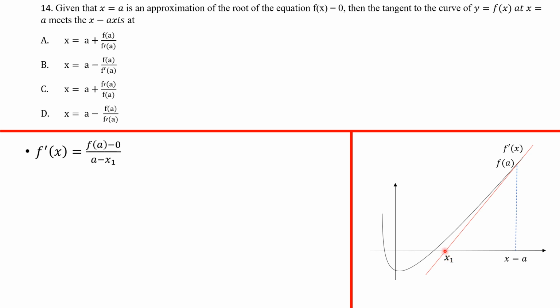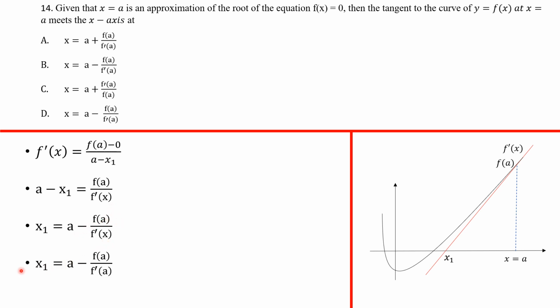So the y here is 0, and then we have this other point x equals a, y equals f of a. So we're taking change in y over change in x: f of a minus 0 divided by a minus x1. That's the slope right there. If we simplify, we get a minus x1 this way, and then f prime of a down. So you realize that our x1, which is where the tangent intersects the x-axis, is actually going to be a minus f of a over f prime of a.